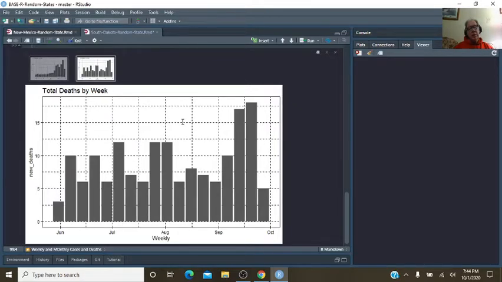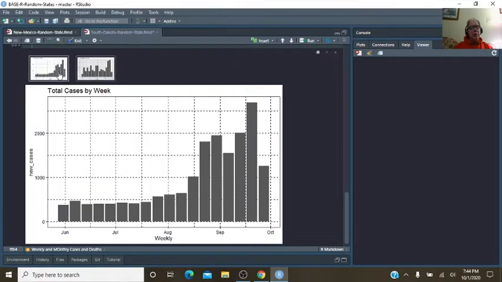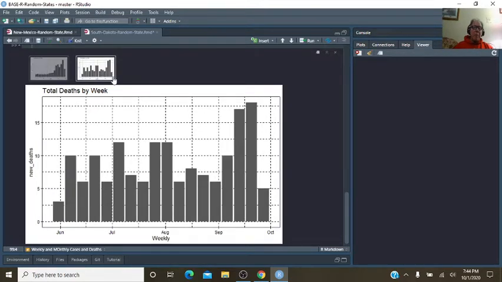Deaths. Well, deaths are what? This is 10. That's 15. This is 12. So overall, the deaths, again, this is at most 20 deaths per week. I mean, how many states would love to have these numbers? 2,000 cases and 20 deaths a week or something like that.